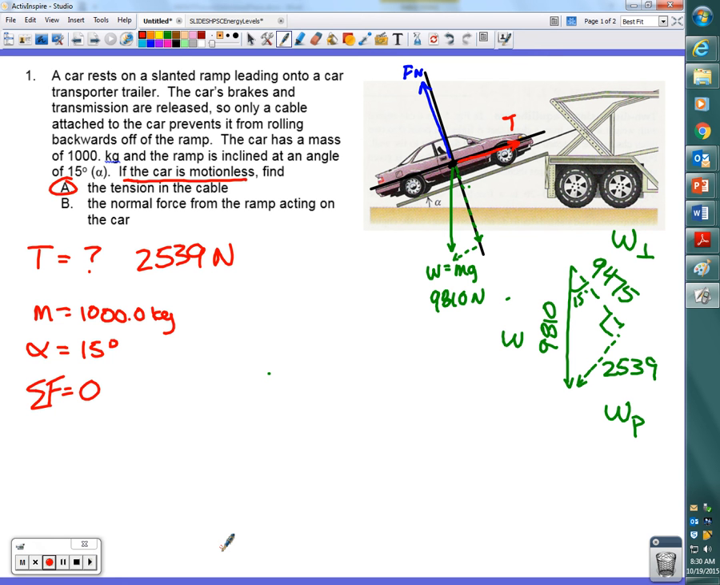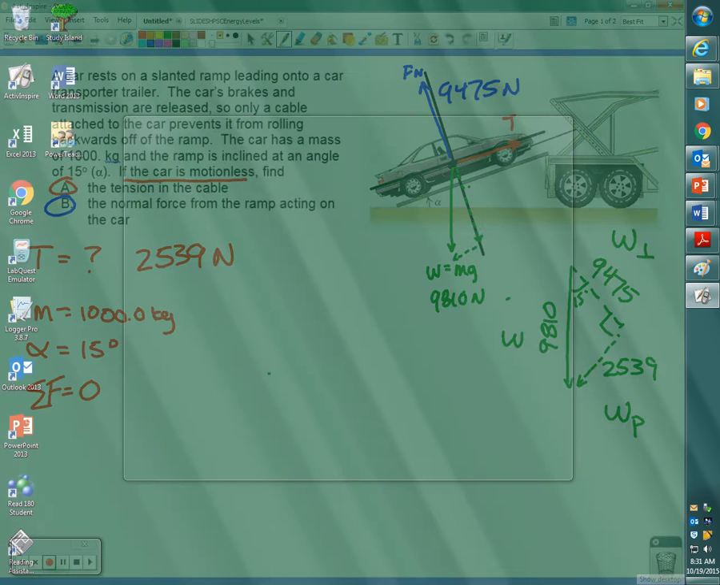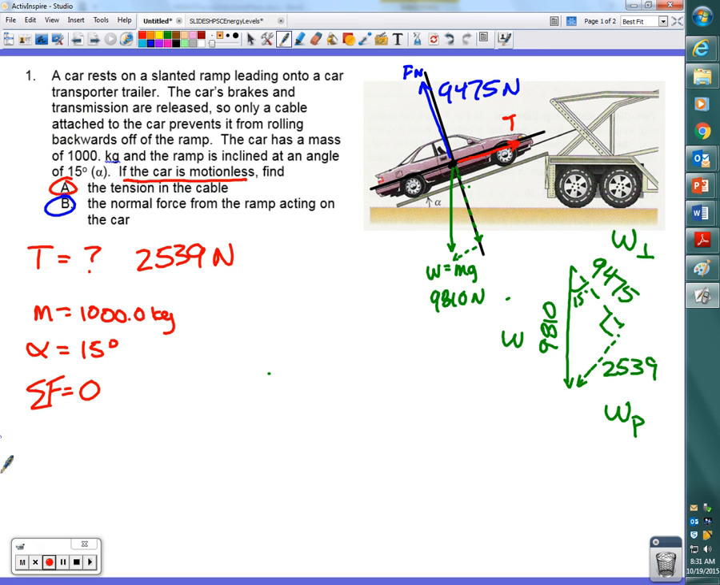All right? And then for part B, what does the normal force have to be equal to? The perpendicular component of weight, because on the y-axis, what has to be true? We got to give us 0. So the normal force then would be equal to 9,475. Does that make sense?